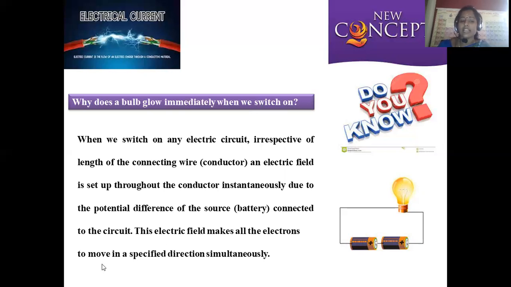This electrical field makes all the electrons move in the specified direction simultaneously. Whenever a battery is connected with the conducting material, an electrical field gets generated, it gets activated, and a potential difference originates. That difference is the main cause of illuminating the bulb in a spontaneous manner. Immediate glow of the bulb is possible. That's the reason why at the moment of switching, the bulb glows.